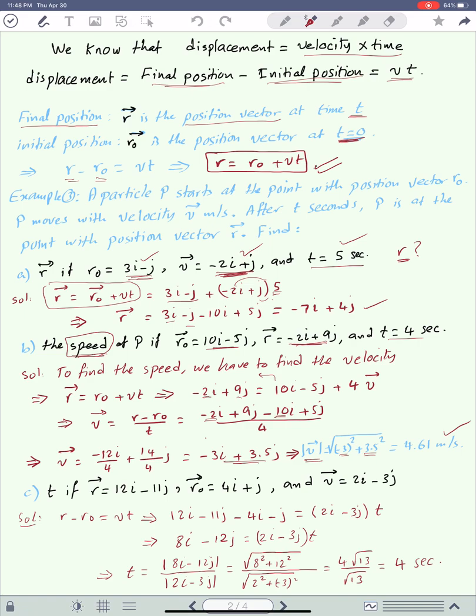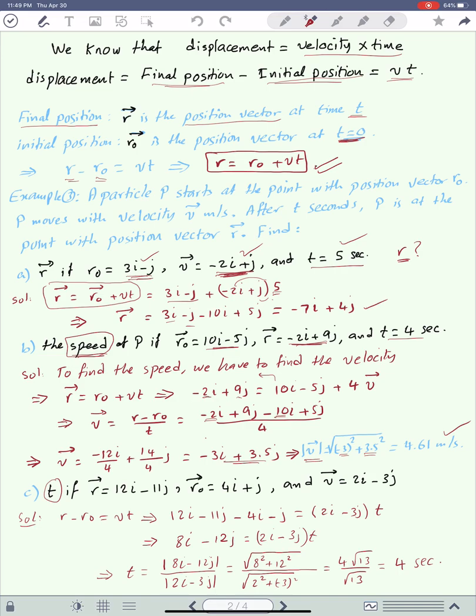Part C, find t if r is equal to 12i minus 11j, r0 equals 4i plus j, and v is equal to, look, you are given the vectors, and he wants t, the scalar. Yes, he wants t as a scalar. We have to find the number, the value of t.